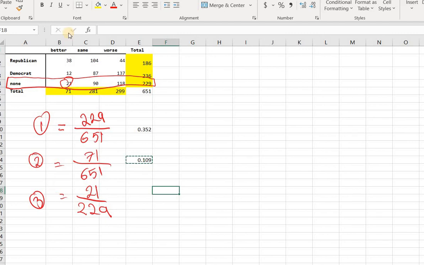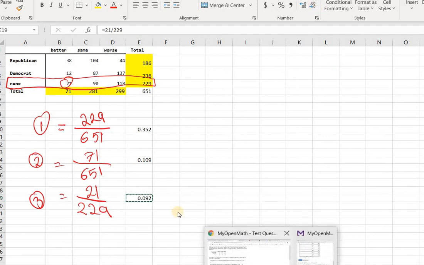We don't want to work with the total people who think the economy is getting better, because that's not what the question is asking. It's asking specifically what fraction of this number, those people who are affiliated with neither party, think the economy is getting better. So this is going to drag our focus just to this group, not other groups. So here we're going to say this is equal to 21 divided by 229, and then you're going to round that number to 3 decimals, copy and paste.